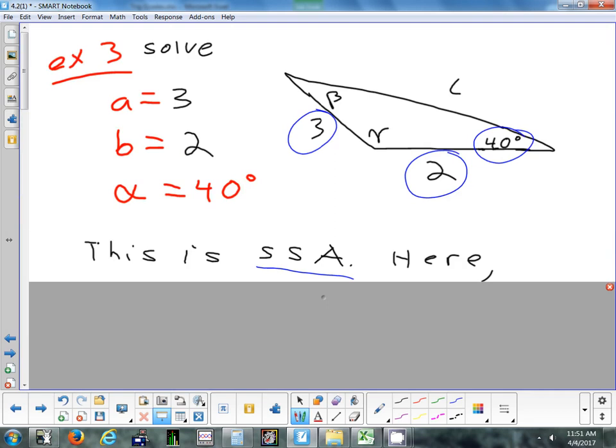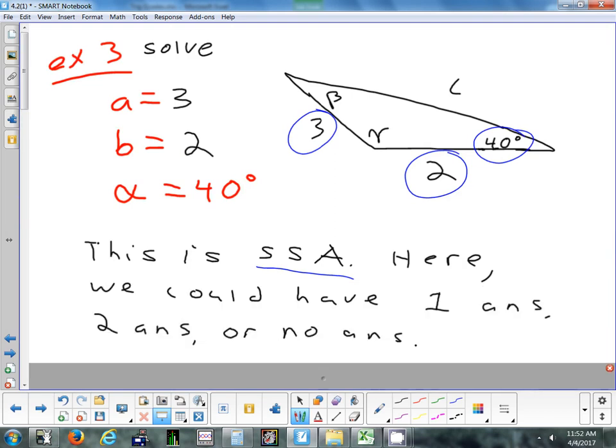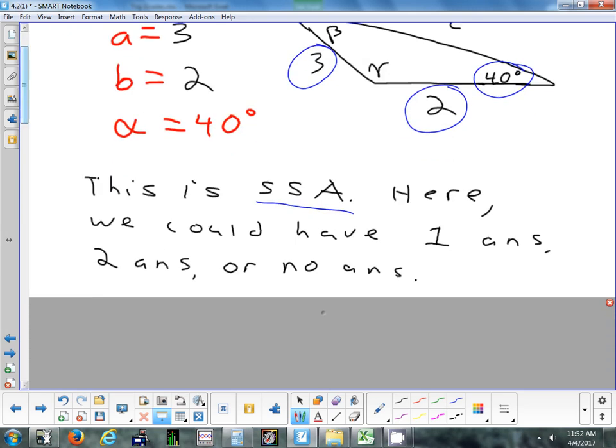Okay, so what's a little bit tricky about side angle, and this is the only case out of all 5 we're going to look at. Okay, I showed you 3 today. We're going to look more at this one again tomorrow, and then you're going to learn 2 more on Thursday. Side angle is the only case where 3 different things could happen.